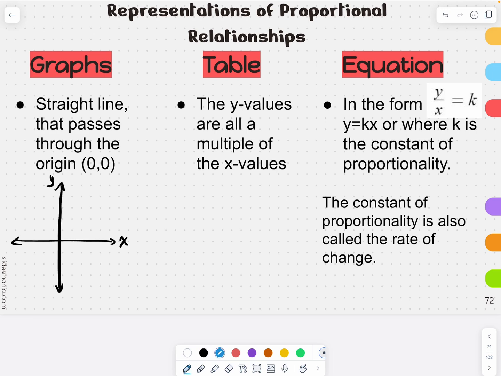A proportional relationship will always go through the origin. The origin is this point right there. The line could go up really steep. It could go up really slowly. It could be going down. Any single line that goes through that origin would be proportional.